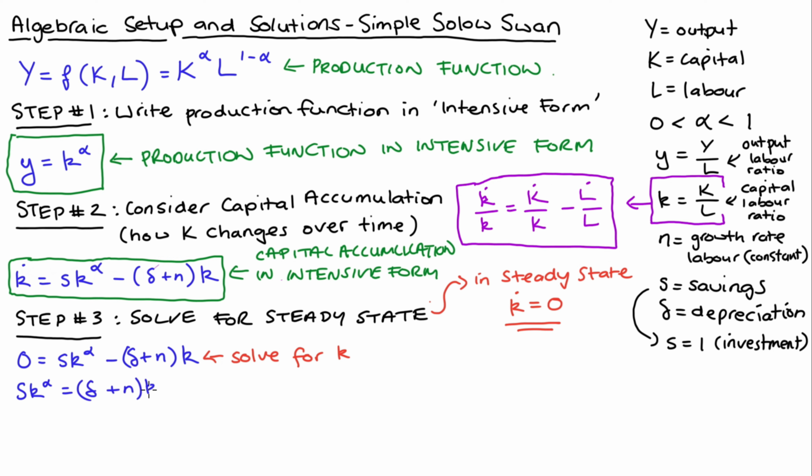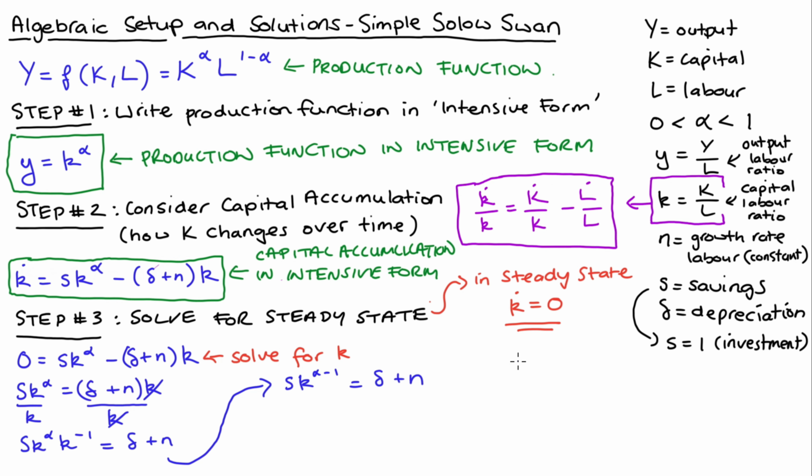So we're going to get s times k to the power of alpha is equal to delta plus n all times k. And then I can divide both sides by k, and it cancels out on that right hand side. I can then put our k that's on the denominator here on the left hand side up the top. So I'll get s times k to the power of alpha times k to the power of -1. And that's all equal to delta plus n. I'm going to neaten up that left hand side. So I'll get s times k to the power of alpha -1 is equal to delta plus n.